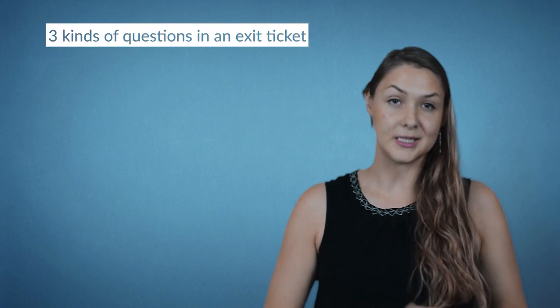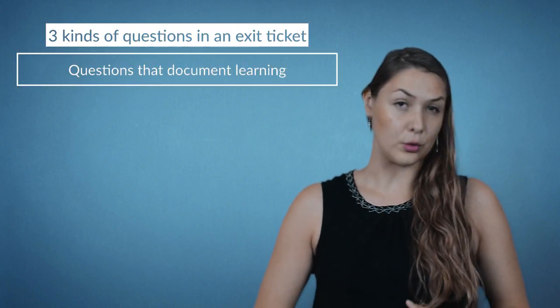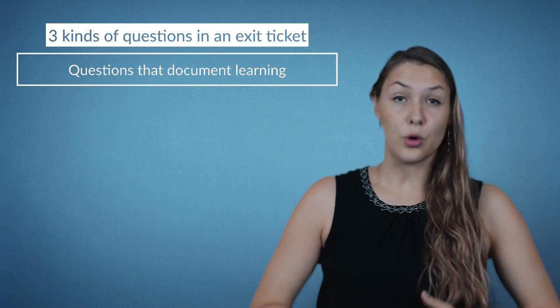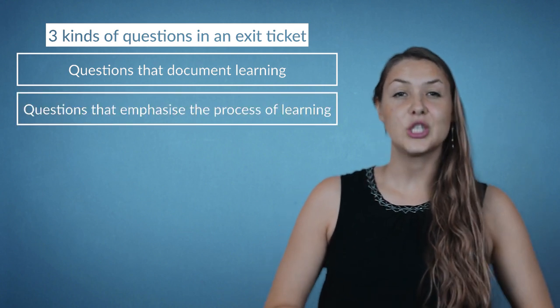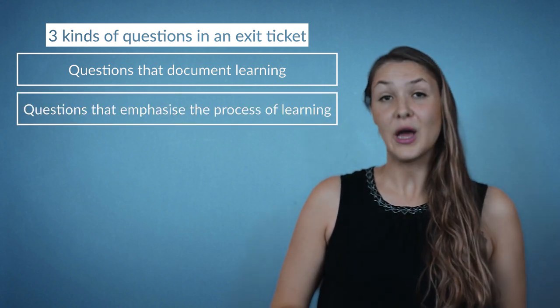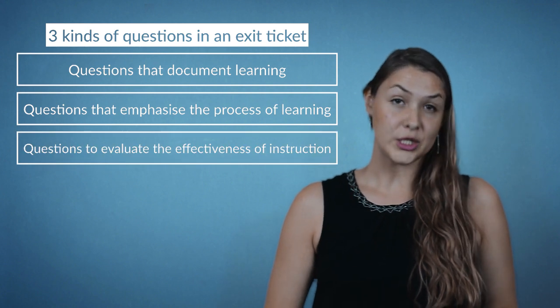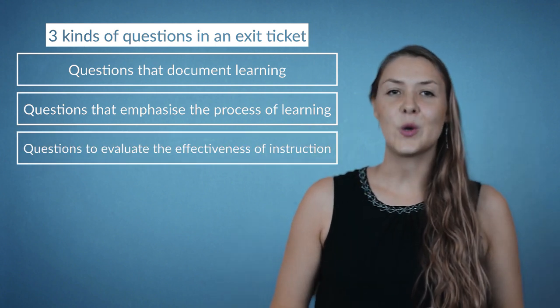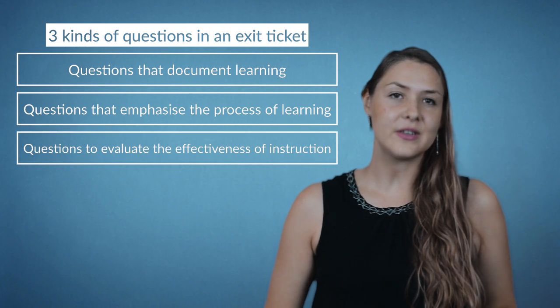Broadly speaking, there are 3 kinds of questions in an exit ticket. Questions that document learning, for instance, write one thing you've learned today. Questions that emphasize the process of learning, for instance, write one question you have about today's lesson. And questions to evaluate the effectiveness of instruction, for instance, did you enjoy working in small groups today?